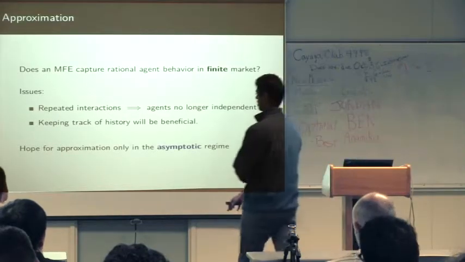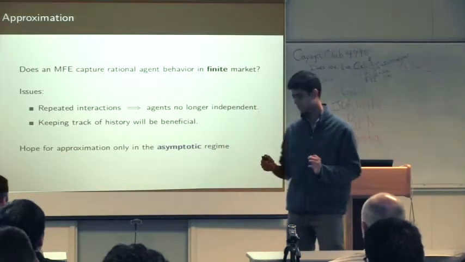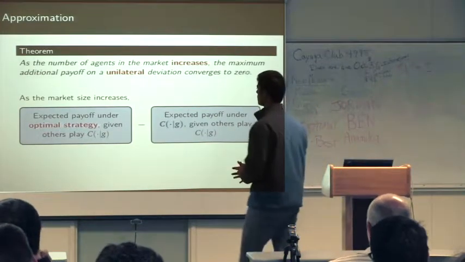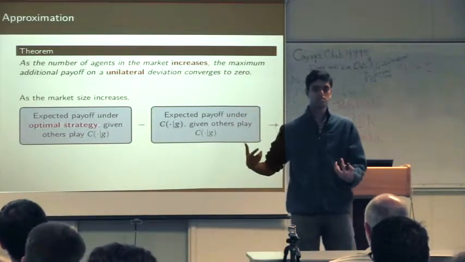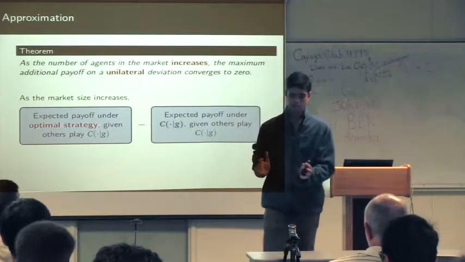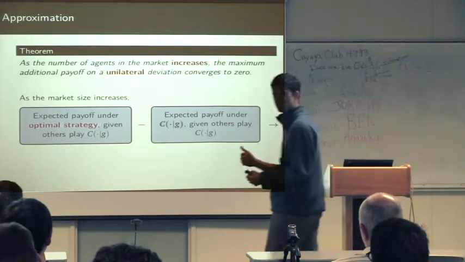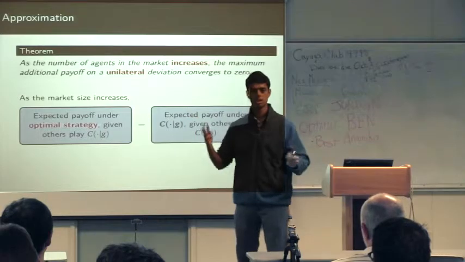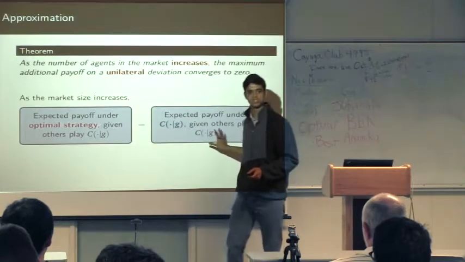So in particular, the hope we have for approximation in this case is only in the asymptotic region. So we have this theorem where we say that the mean field equilibrium becomes a better approximation as the number of agents in the market increases. And the way we do this is we assume that in a finite market, all the other agents are using the mean field strategy, right? And we allow just one agent to deviate to an optimal history-dependent strategy. And we show that as the market size increases, the maximum that they would get converges to zero.